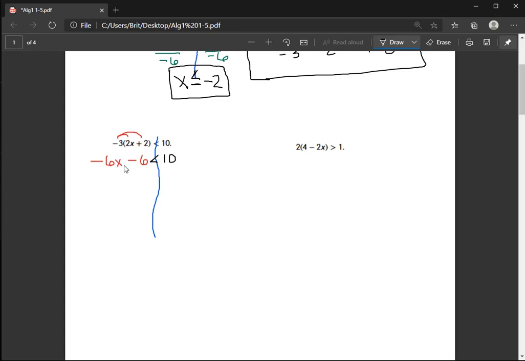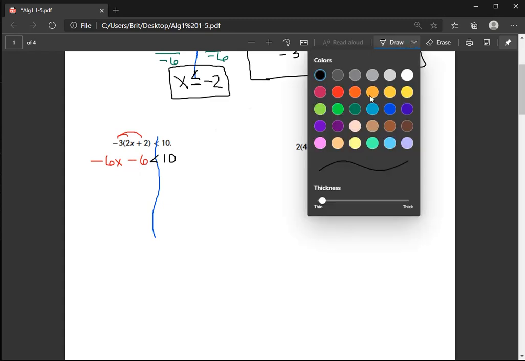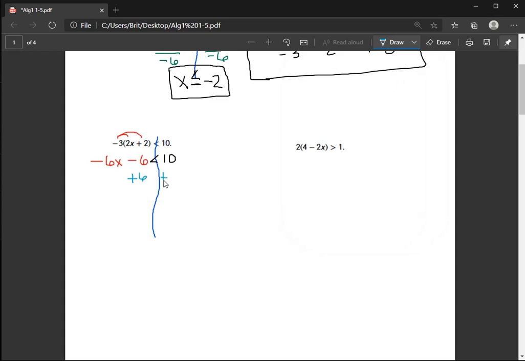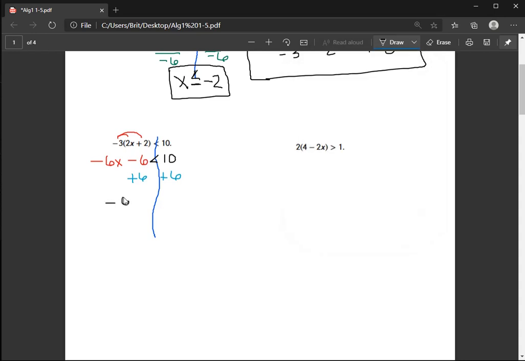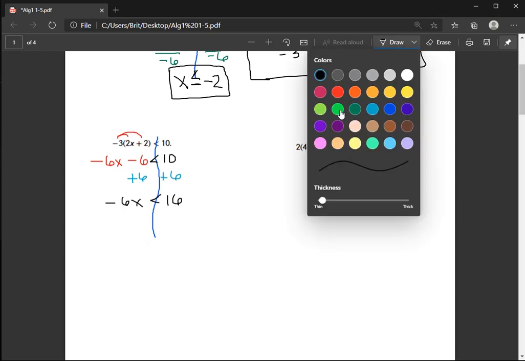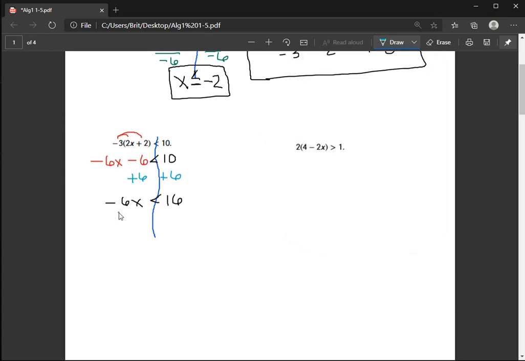We want x alone. So I have something being multiplied and something being subtracted. So I have to get rid of the subtraction first. I'm going to go ahead and add 6 to each side of the equal sign. So this turns into negative 6x is less than 10 plus 6, which is 16. And then, because I have something being multiplied to my x, I have to undo it by dividing.